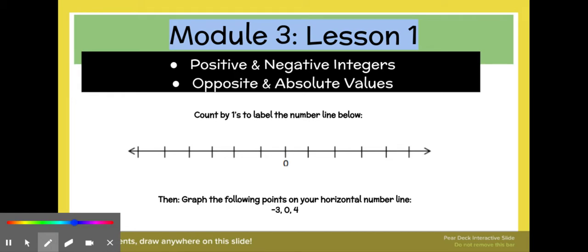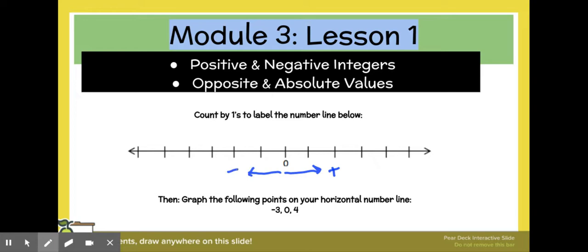In Lesson 1 of Module 3, we discussed positive and negative integers, which are positive and negative whole numbers. On a horizontal number line, positive numbers go to the right. These are our positive integers, and negative integers go to the left of the 0. We always start at 0 to number our number line. So this will go 0, 1, 2, 3, 4, 5. And if I'm counting to the negative, it'd be -1, -2, -3, -4, -5.